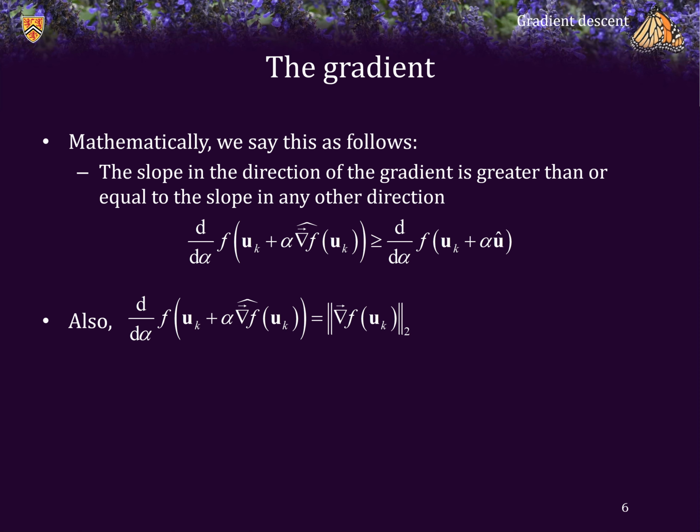Also, the rate of change of the function as we move in the direction of the gradient is equal to the 2 norm of the gradient. So we know that moving in the direction of the gradient gives us the greatest rate of change, increase, and we know that the rate of change in that direction is the 2 norm of that gradient.